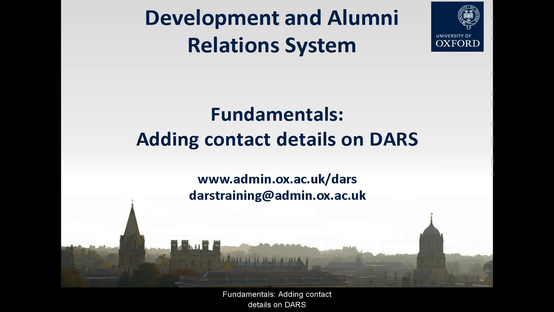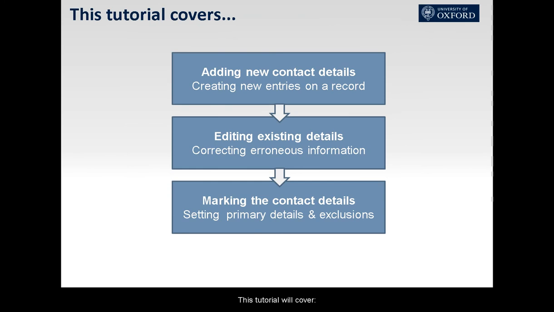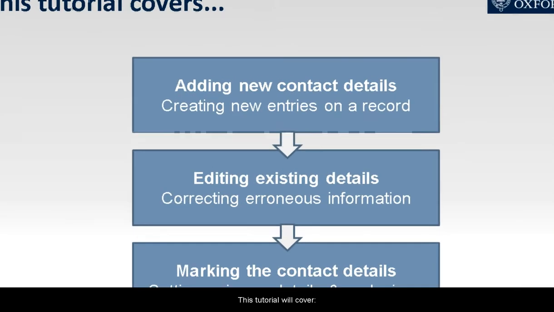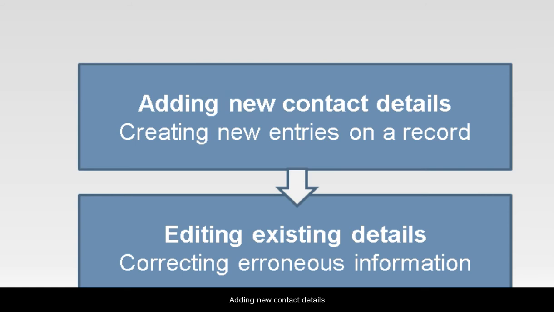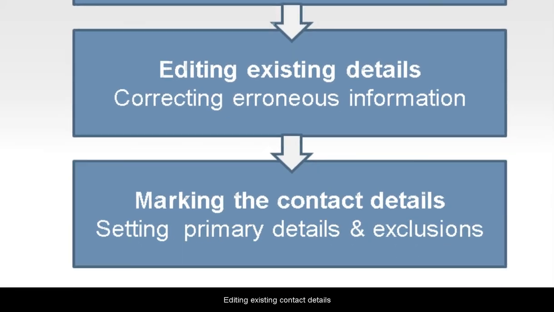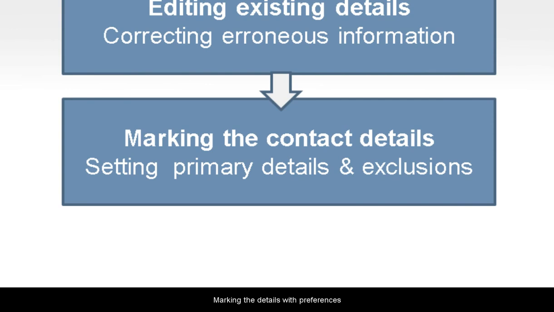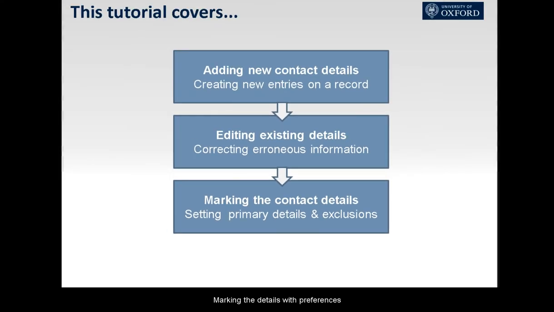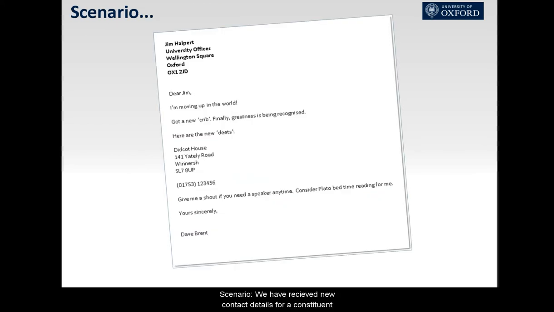Today we're going to cover how to add contact details on DARS. Today we're going to look at three key features in regard to recording contact details. These are adding new contact details onto DARS, editing existing contact details, and marking the details with preferences. For instance, is this a primary point of contact for the constituent, and indeed are we allowed to contact them via this medium?